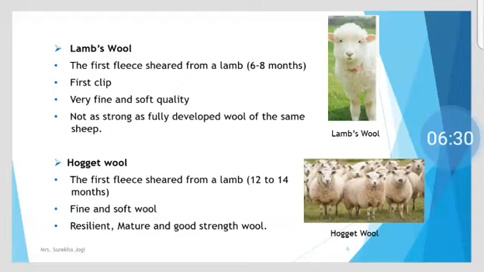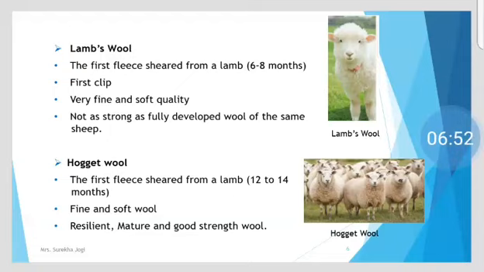A special characteristic of this wool is that it is fine and soft. Lamb's wool is not strong because the lamb is not fully developed. So lamb's wool is weaker than the fully developed wool of the same sheep. I hope you got the concept.